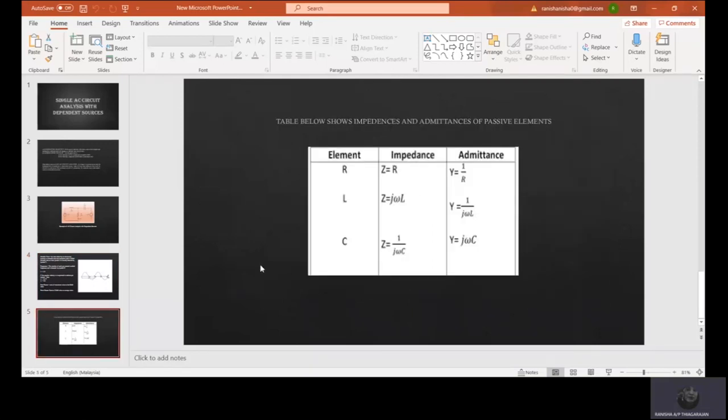The table below shows the impedance and admittance of passive elements. For a resistor, impedance is Z equals R, while admittance is Y equals 1 over R. For an inductor, the impedance is Z equals jωL, while admittance is Y equals 1 over jωL. For a capacitor, Z equals 1 over jωC, while admittance is jωC.